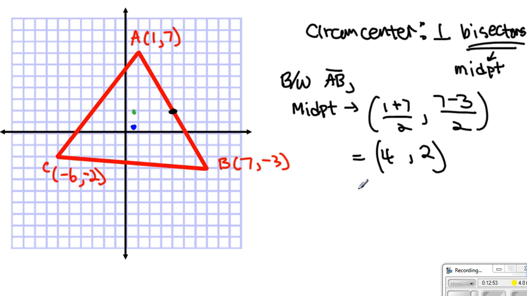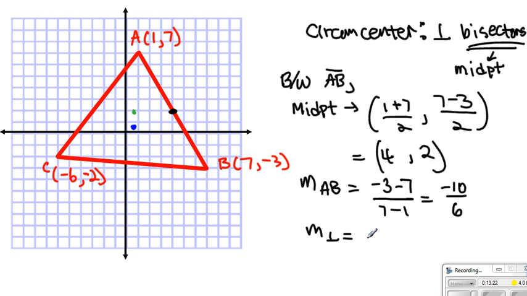And then what is the slope? First we need to figure out the slope between A and B. So we can say negative 3 minus 7, y2 minus y1, over 7 minus 1, x2 minus x1. So we end up having negative 10 over 6. That means the slope of the perpendicular line must be positive and the reciprocal, which is 3 over 5. So I do think we have the information regarding the point and the slope. Then we should be able to find the equation using the point-slope method.